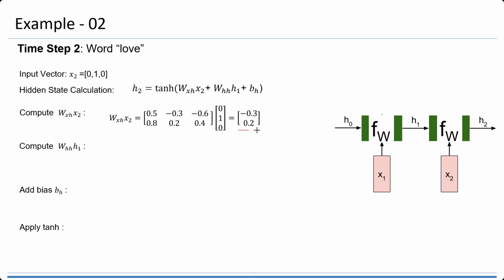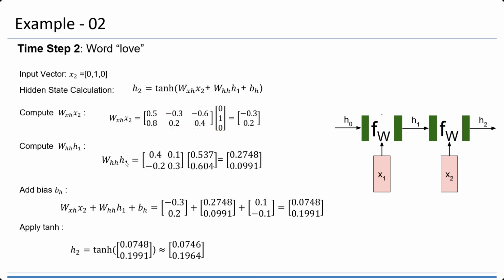For the next value, we have 0.8 multiplied by 0, 0.2 multiplied by 1, and 0.4 multiplied by 0. Then we got this value. The remaining are the same. And we can get the value of h2 after applying the tanh function. Then we got h2.